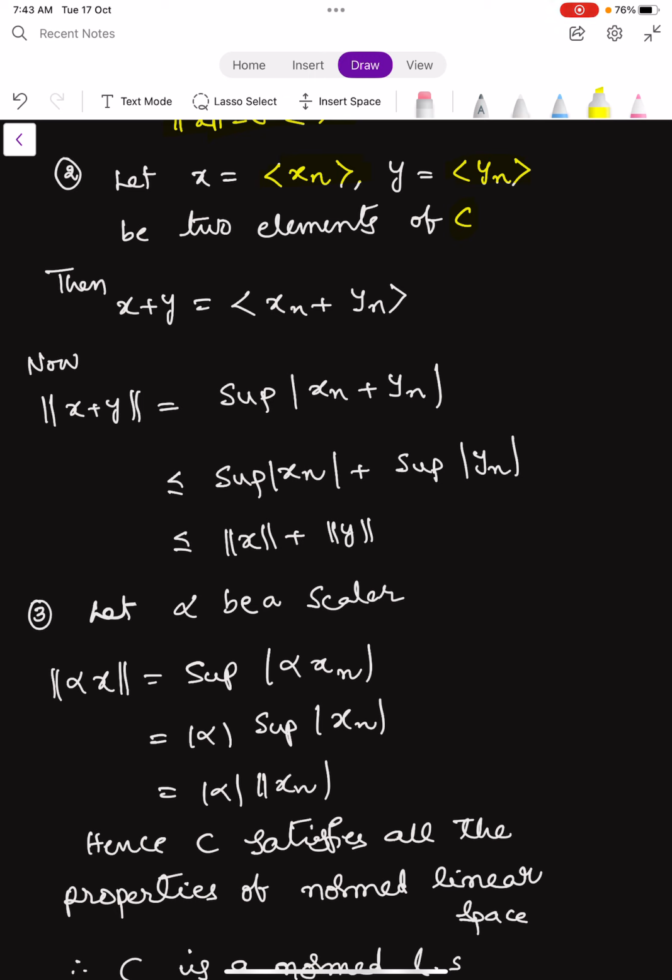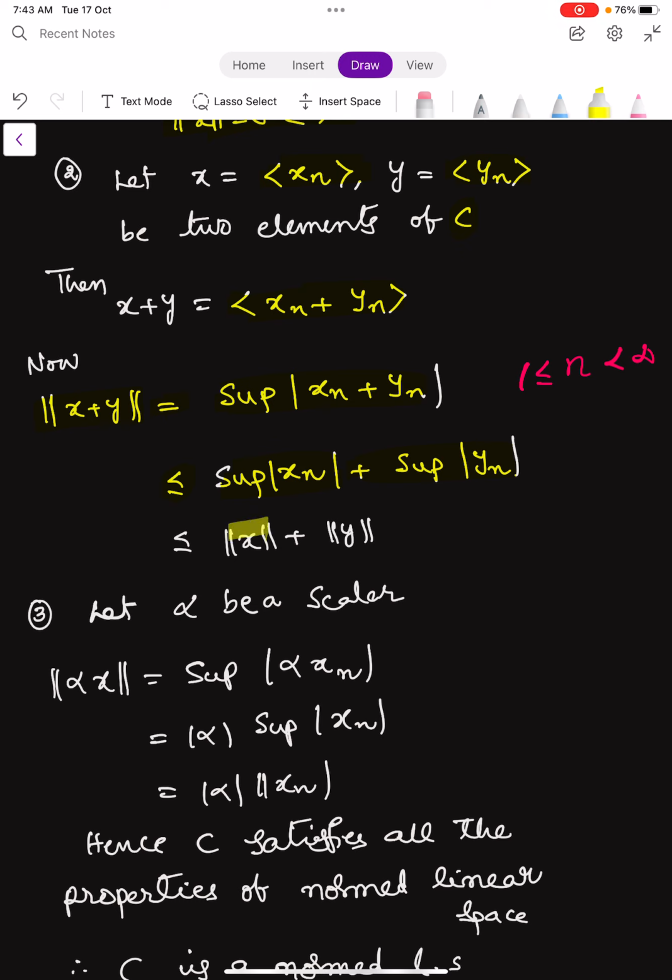Remember that C is the space, or collection, of all convergent sequences. Now x plus y is equal to the sequence xn plus yn. By the definition of norm, norm x plus y is equal to the supremum of |xn + yn|, where 1 ≤ n < infinity. It is obvious that this equality becomes an inequality by splitting the supremum: supremum of |xn| plus supremum of |yn|.